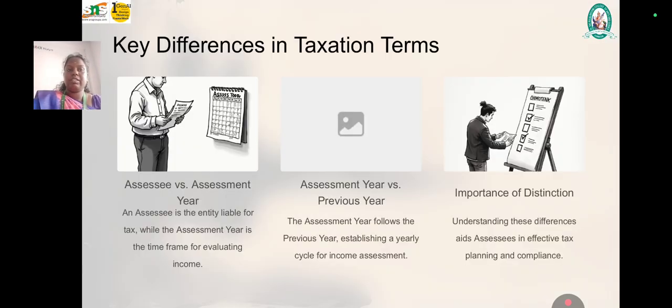So there are differences in taxation terms: assessee versus assessment year, and assessment year versus previous year, and the importance of distinction. In assessee versus assessment year, the assessee is liable to pay the tax while the assessment year is the time frame, and the previous year establishes a yearly cycle for income assessment. In distinction, understanding the difference aids the assessee in effective tax planning and compliance.